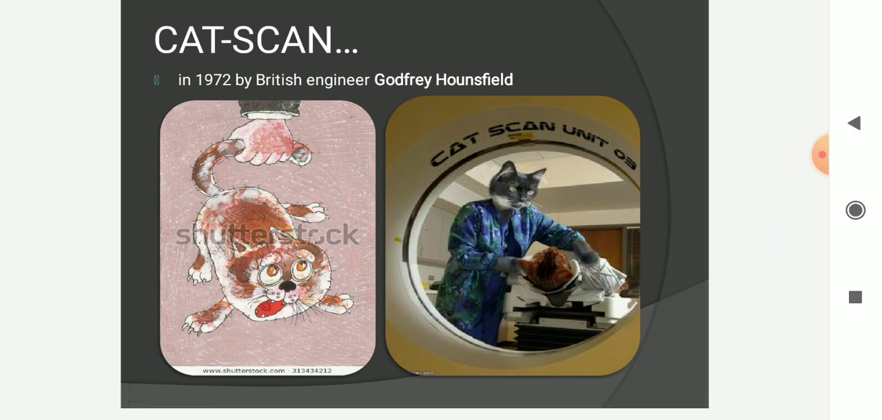CT scan, that is computed axial tomography, is an instrumental method. It is used to see your internal body, organs and abnormalities. Here I drew a funny image of someone holding a cat, so it is really easy to remember: CAT, cat, that is computed axial tomography. It was discovered in 1972 by the British engineer Godfrey Hounsfield.